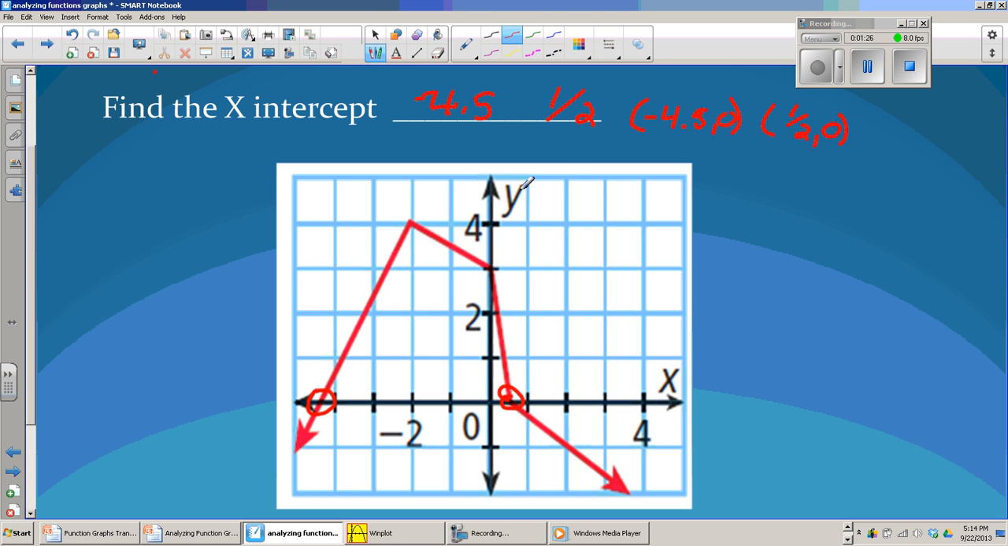Also, we want to look at the y-intercept. So we see there is one of the y-intercepts, which is at positive 3. So the y-intercept is at positive 3, which as an ordered pair would be 0, 3. There are possible graphs that will not have x and y intercepts, and in those cases we would write none for the x and y intercept analysis.